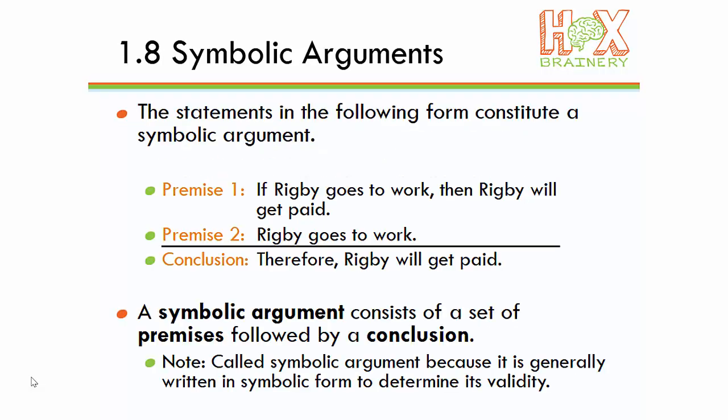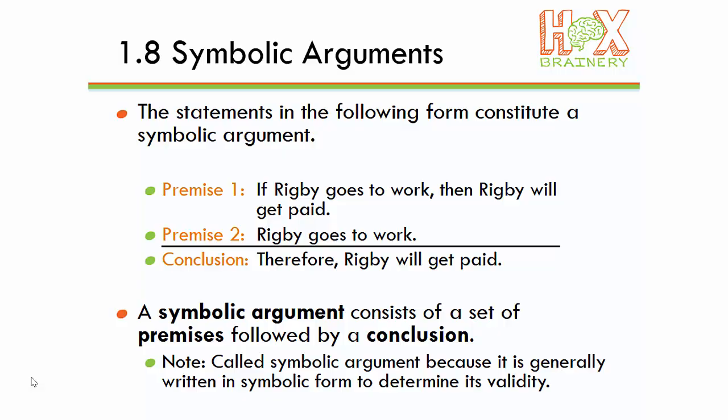The statements in the following form constitute a symbolic argument. So we have two premises followed by a conclusion. The first premise is, if Rigby goes to work, then Rigby will get paid. The second premise is, Rigby goes to work. The conclusion then follows, therefore, Rigby will get paid. So a symbolic argument consists of a set of premises, two or more, followed by a conclusion.